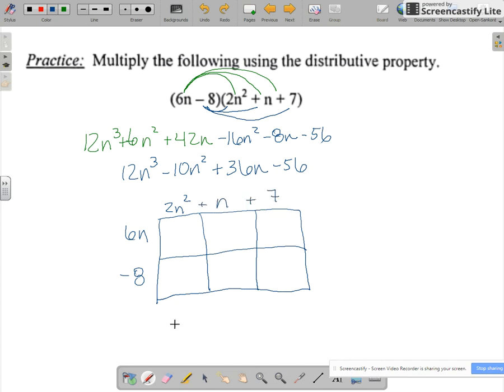So again, filling in our box, 2n squared times 6n is 12n cubed. N times 6n, 6n squared. 7 times 6n, 42n. 2n squared times negative 8 is negative 16n squared. Negative 8 times n is negative 8n. And negative 8 times 7 is negative 56.